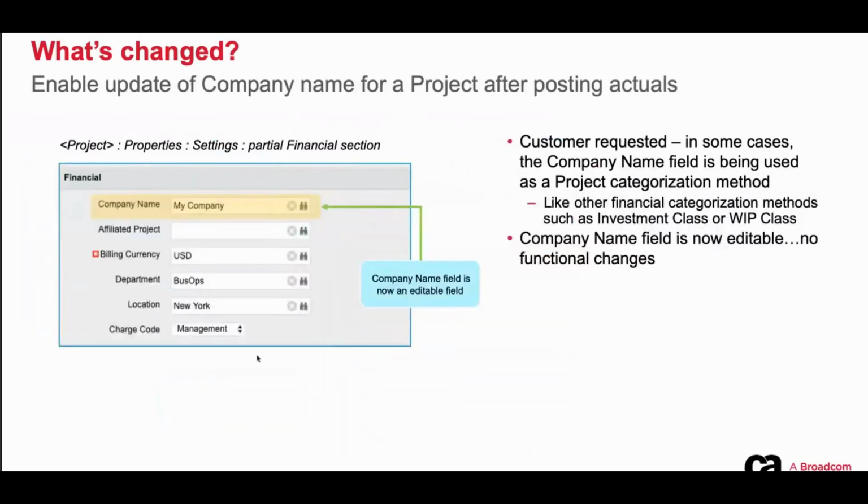The last piece here is enabling the ability to update that company name. As I mentioned before, this was a read-only field after posting actuals was performed. Customers requested that they be able to update it at any time because they're using it as a categorization method. So this is now an editable field regardless of the state of the posting of actuals. There's no functional change. It just helps our larger organizations when it comes to using categorizations.